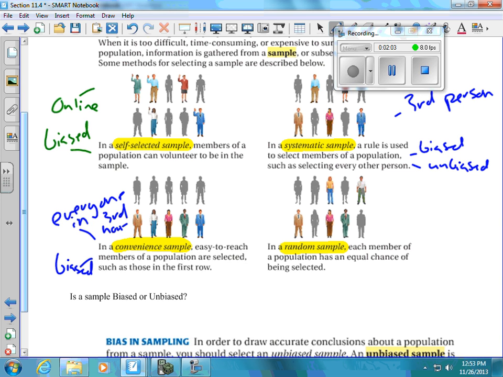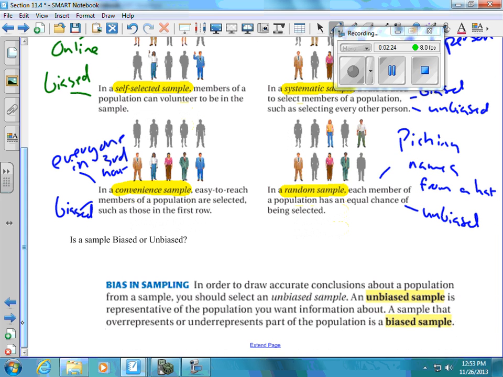Okay, and random: picking names from a hat or out of a bowl or something, those are random. Random samples are the only ones that for sure will be unbiased, because there's no way to influence them.